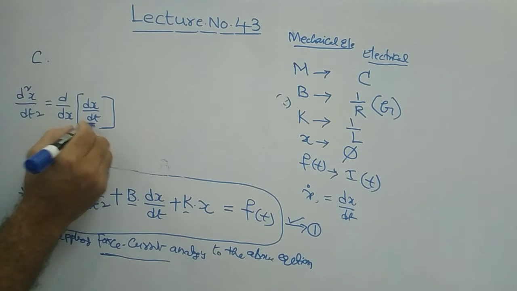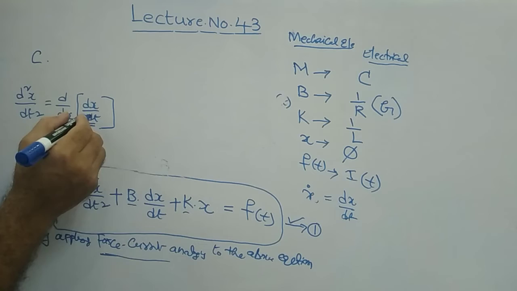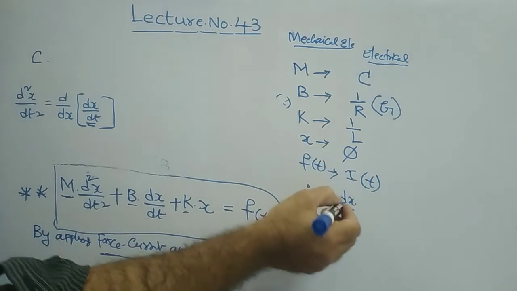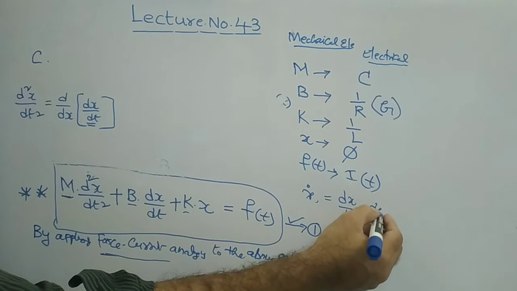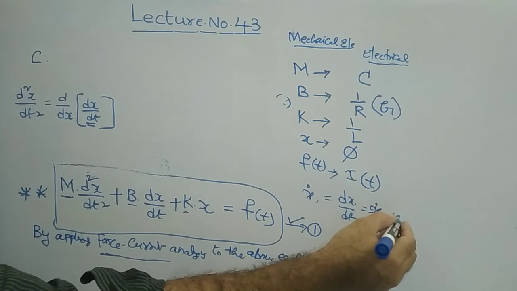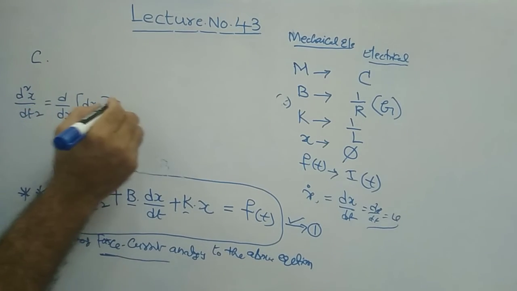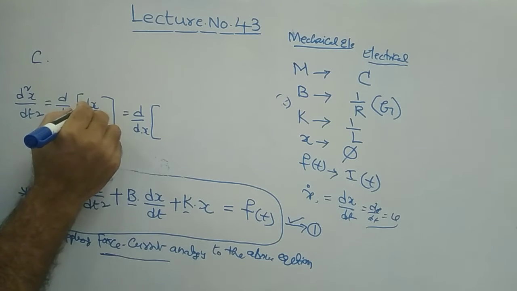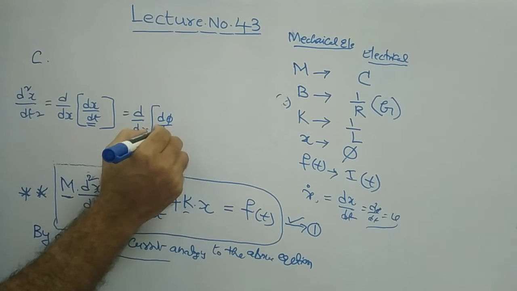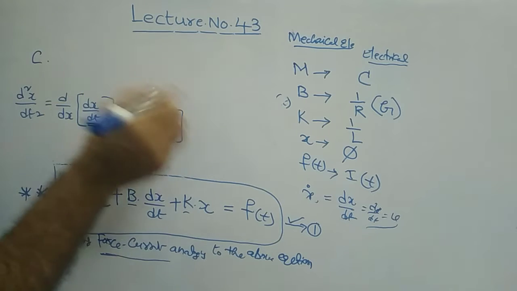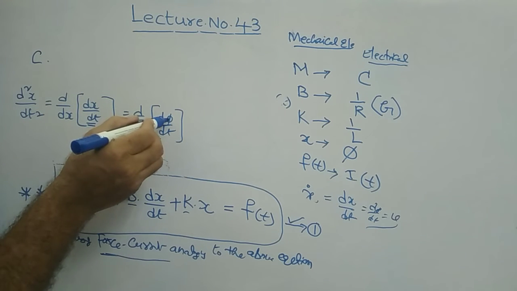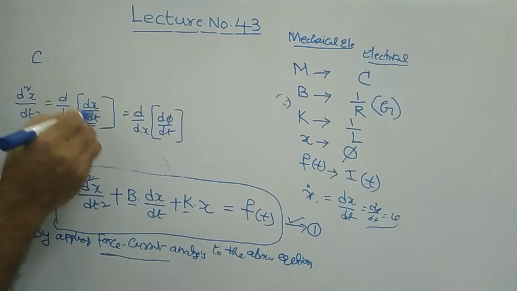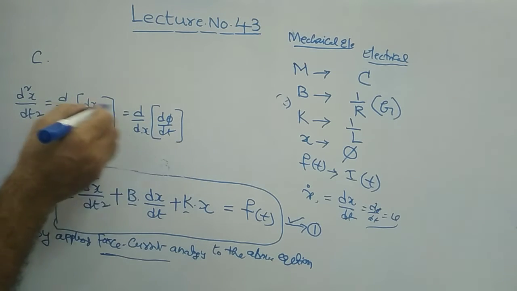Well, what is dx by dt? I already explained here, no? dx by dt, where x is equal to phi, if you take dx by dt, that is nothing but d phi by dt. Why? Because x equals phi. Your mechanical displacement corresponds to electrical flux. Therefore, dx by dt in mechanical becomes d phi by dt in electrical.